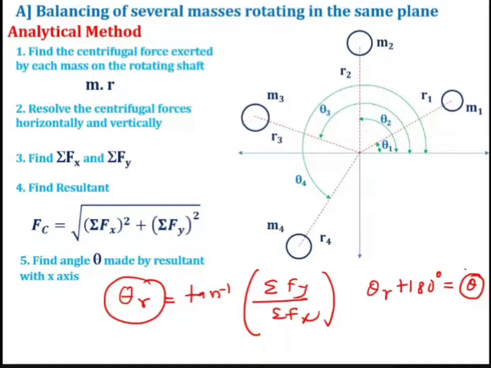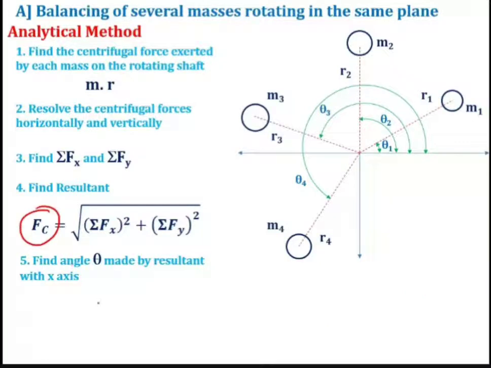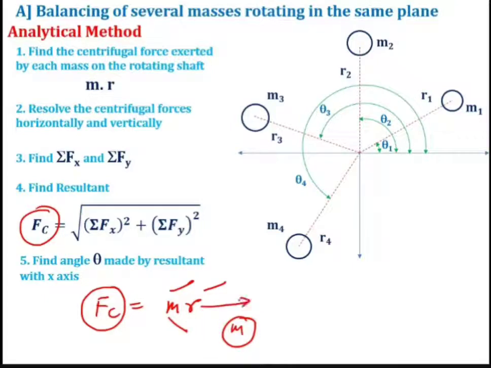Okay. So what is this theta? Theta is nothing but the angle of the balancing mass, which is equal to theta r plus 180 degrees. And how will you get the balancing mass? Once you find this Fc, we know that Fc is equal to m into r, where m is the balancing mass and r is the radius of rotation of the balancing mass. From this, since we already know Fc, I will get m, or if you know m, you will get r.